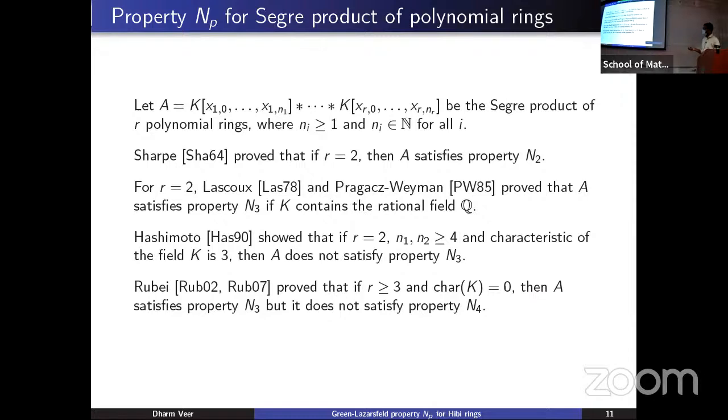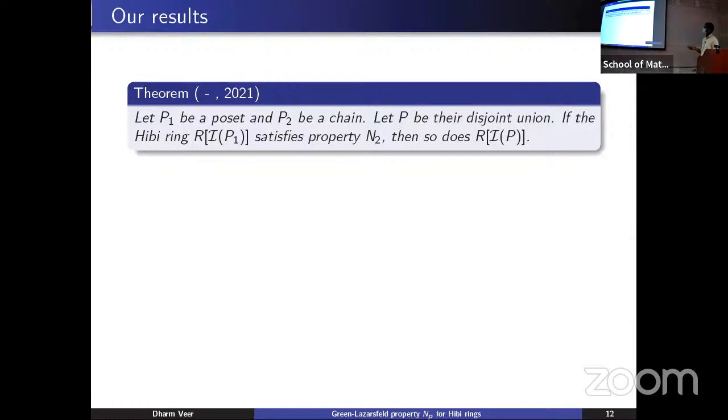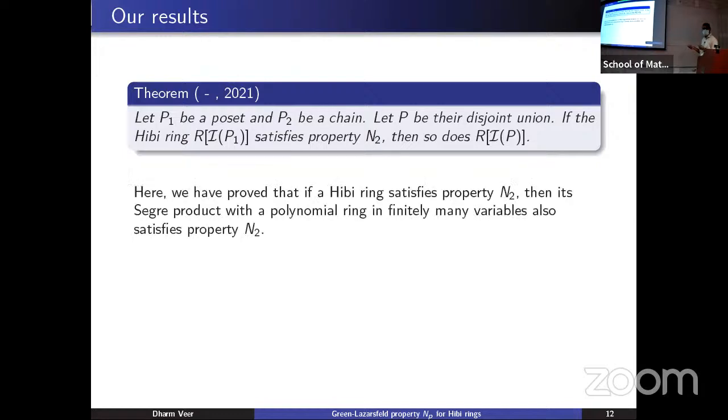We were generalizing the result of Rubei, and we proved the following. Let P1 be a poset and P2 a chain, and P be the disjoint union. If R of IP1 satisfies property N2, then so does R of IP. What this theorem says is, if P2 is a chain, then recall that R of IP2 is a polynomial ring, and R of IP is the second product of R of IP1 and R of IP2. So we are proving that if a Hibi ring satisfies property N2, then its second product with a polynomial ring in finitely many variables also satisfies property N2.